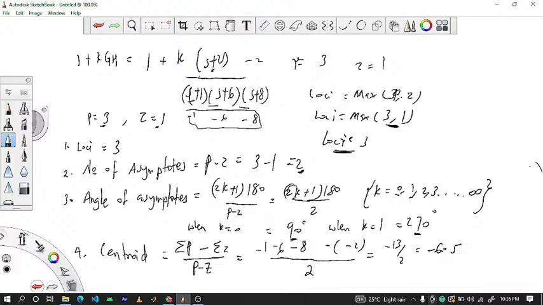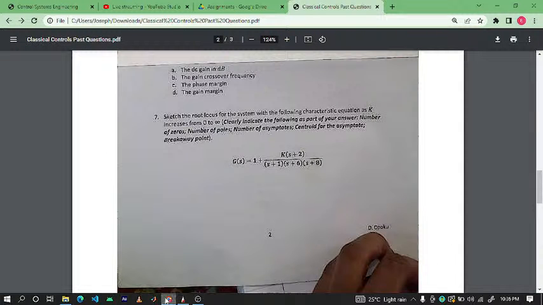So we have answered every question we're supposed to answer. The question says to clearly indicate the number of zeros. We did that, 1. Number of poles, 3. Number of asymptotes, we said it was poles minus zeros, 3 minus 1, 2. Centroid, we said you sum the poles, subtract the sum of the zeros, and divide by the number of asymptotes, that's p minus z. We've done that.